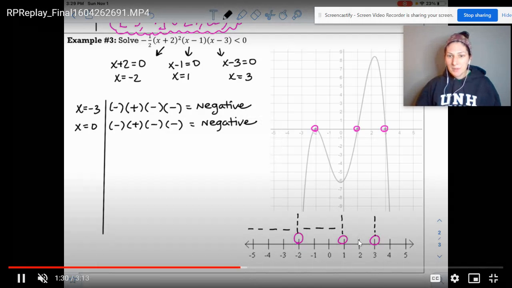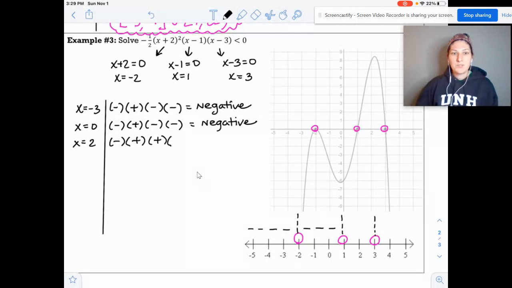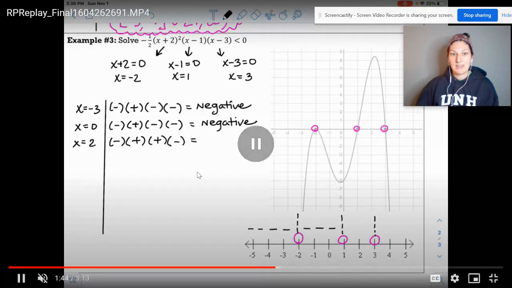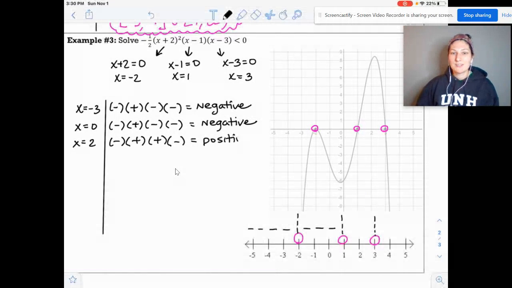The next number I'm going to plug in is 2. So again, it starts off with that negative number in front. Then if I plug 2 in, I'll get a positive number because 2 plus 2 squared. 2 minus 1 gives me a positive number. And 2 minus 3 would give me a negative number. When I multiply these signs together, I would end up with a positive end result.